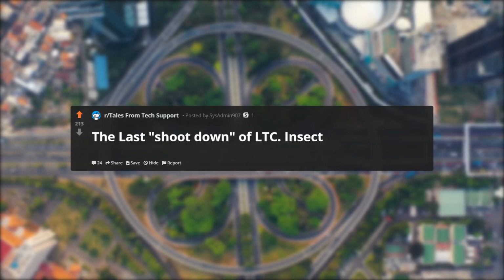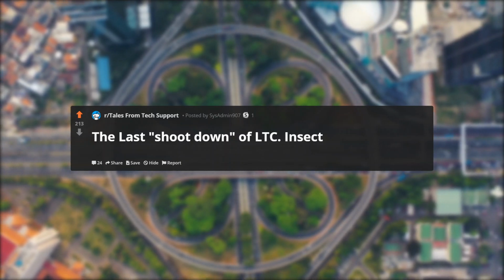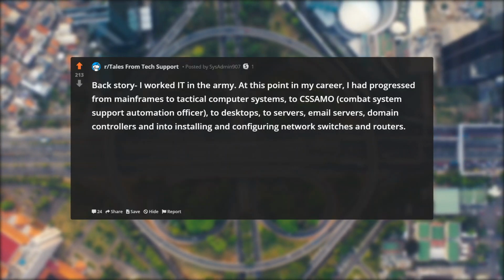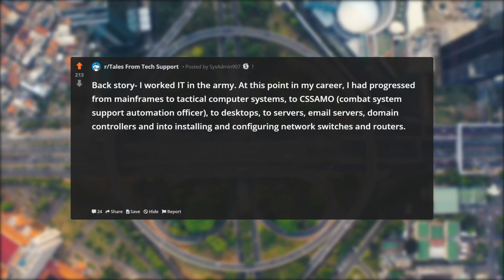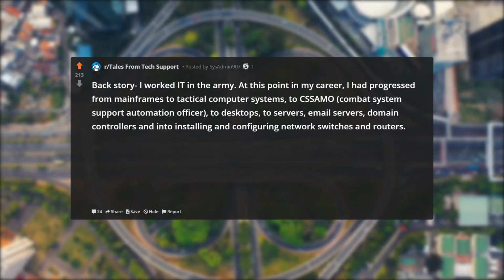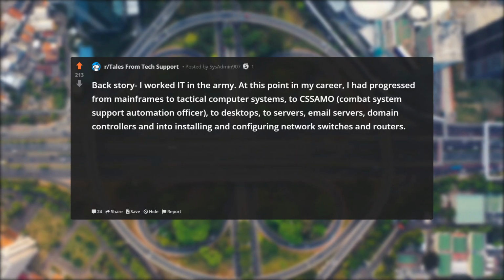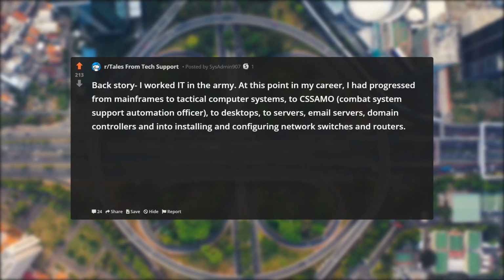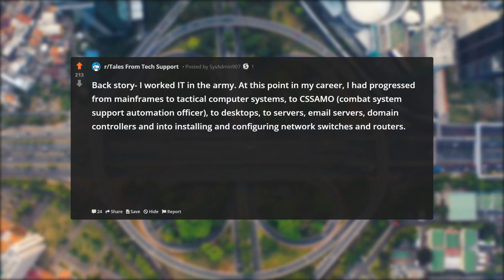The last story: LTC Insect. Backstory: I worked IT in the Army. At this point in my career, I had progressed from mainframes to tactical computer systems, to CSSAMO, Combat Systems Support Automation Officer, to desktops, to servers, email servers, domain controllers, and into installing and configuring network switches and routers.